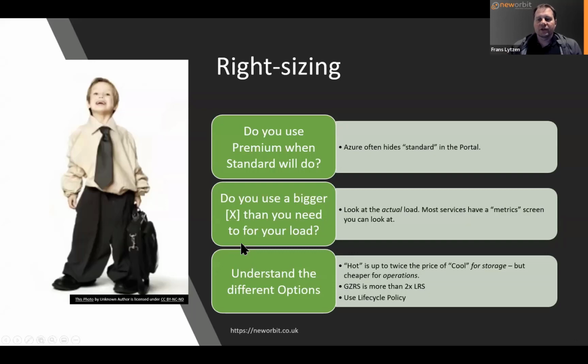So the first thing is whether it's the right size. And it's surprising how often we find that people have over-provisioned stuff in Azure, whether it's because of the old mindset of, oh, I need the biggest thing I could possibly have, or whatever, but it's so common.